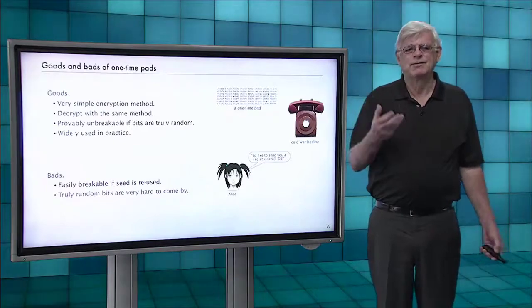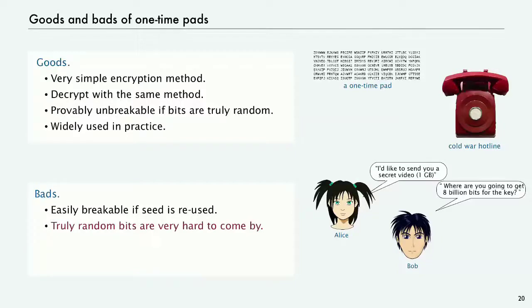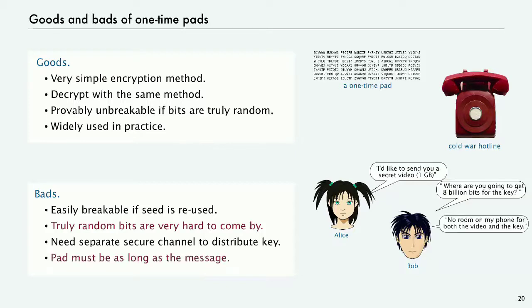And nowadays, Alice wants to send maybe a whole video, a gigabyte or more. Bob says, well, wait a minute, where are you going to get the 8 billion bits that you need for the key? And how are you going to distribute it securely, separately? And it's got to be as long as the message, which could be a huge, huge message. And Bob says, well, I don't have enough room for both the video and the key, let alone multiple keys if you're going to send me multiple messages.